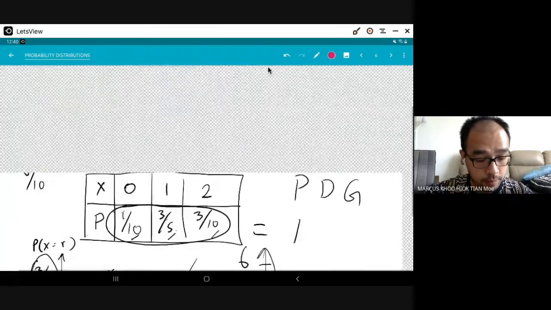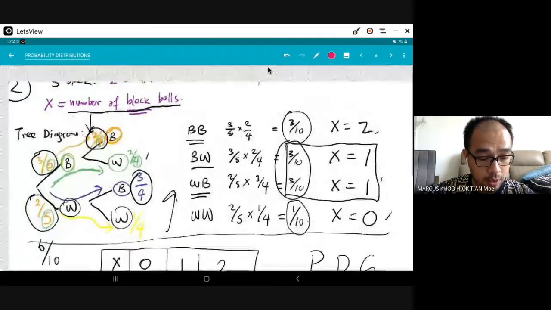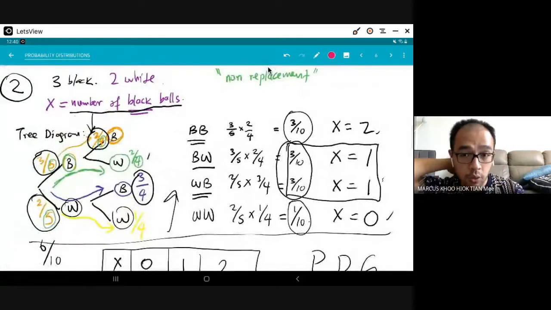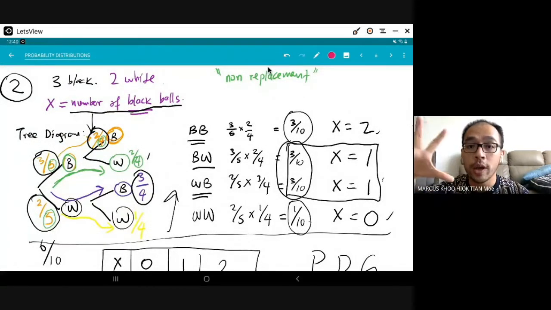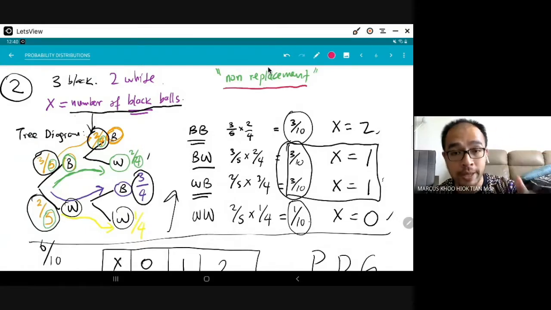Oh, this one. Okay, this one. Okay, remember this question number 2 in our workbook. So you have 5 balls and then kamu ambil satu, tetapi kita non-replacement.